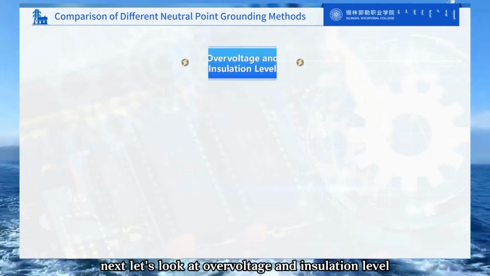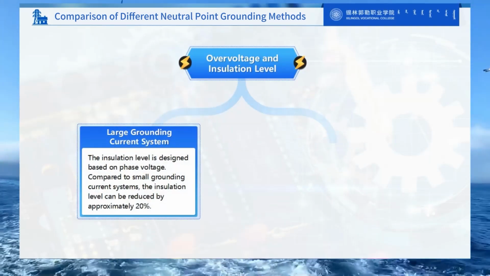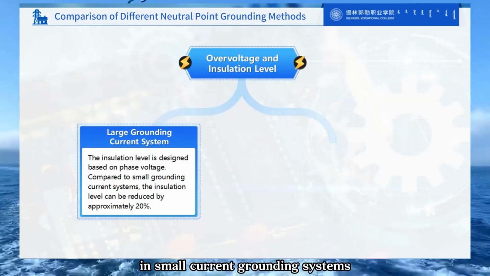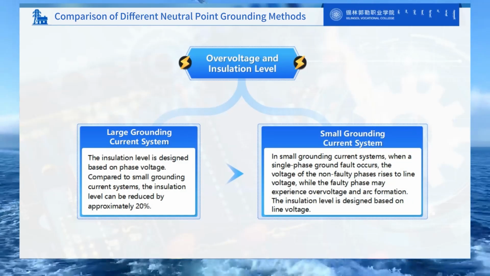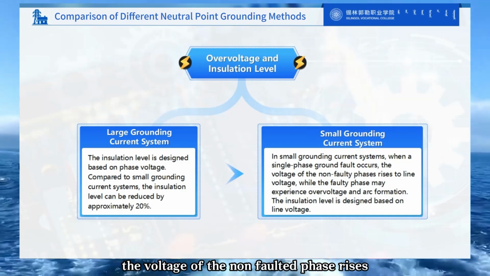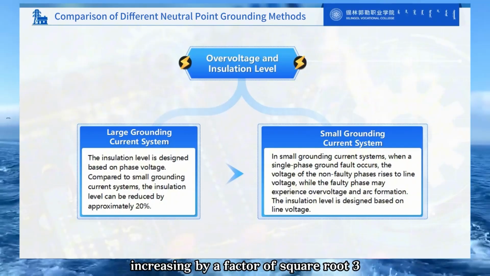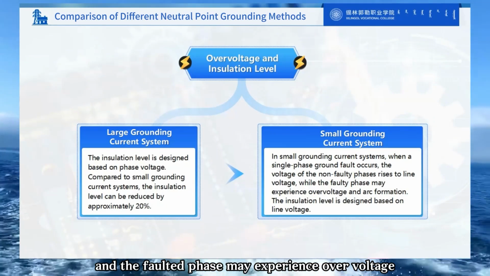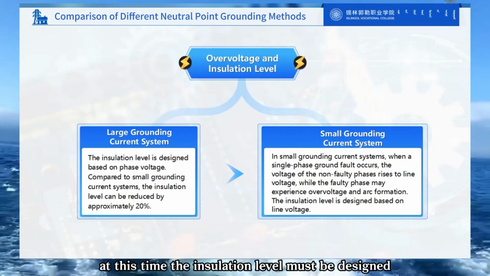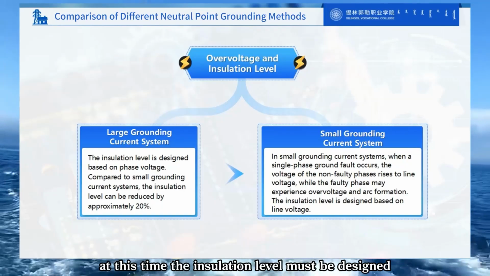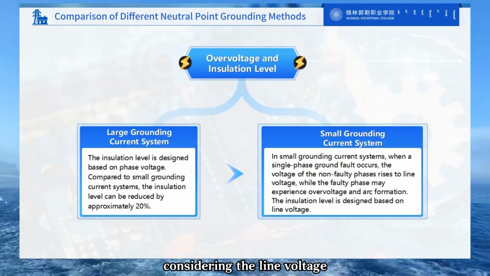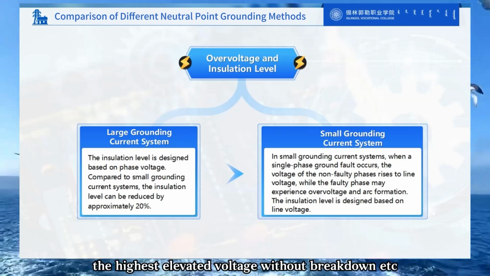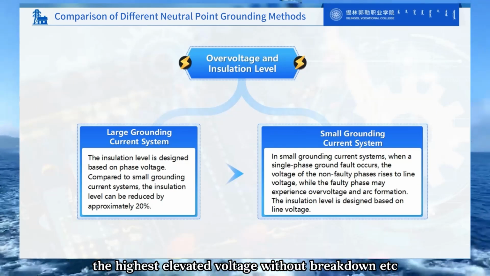Next, let's look at overvoltage and insulation level. In small current grounding systems, when a single-phase fault occurs, the voltage of the non-faulted phase rises to the line voltage, increasing by a factor of √3, and the faulted phase may experience overvoltage, forming an arc. At this time, the insulation level must be designed considering the line voltage so that the system can withstand the highest elevated voltage without breakdown, etc.